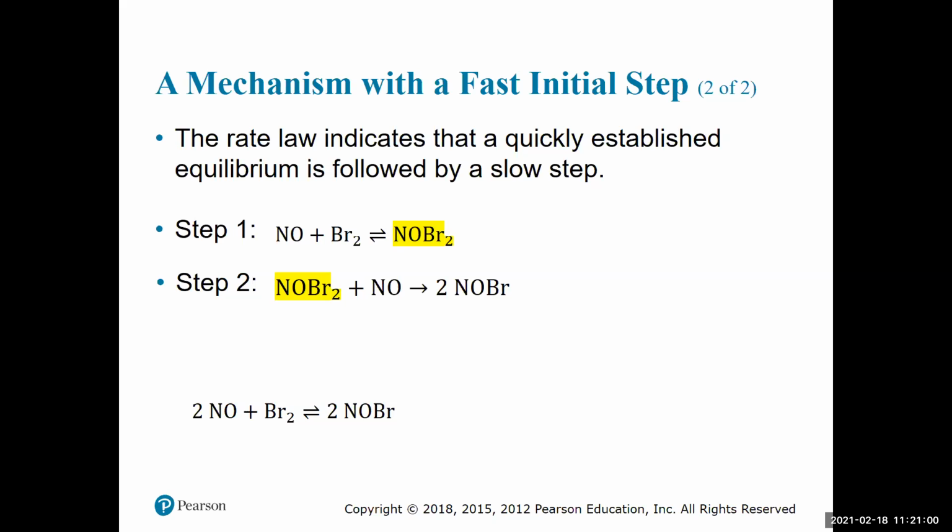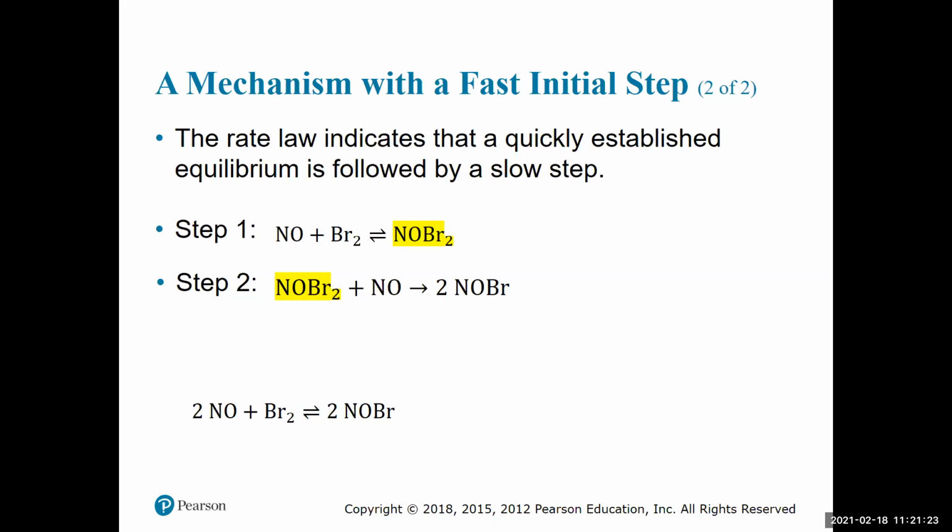Sure enough, we rewrite that as 2 NO plus Br2 equals 2 NOBr. That's the equation that we said was our overall reaction equation. So this tells us a couple things. Here are our step 1 and step 2 reactions.